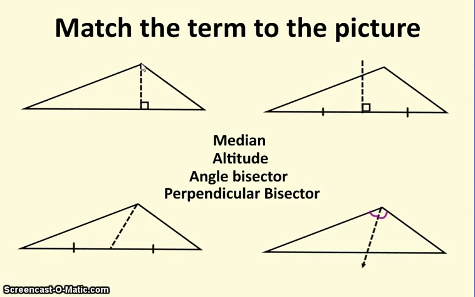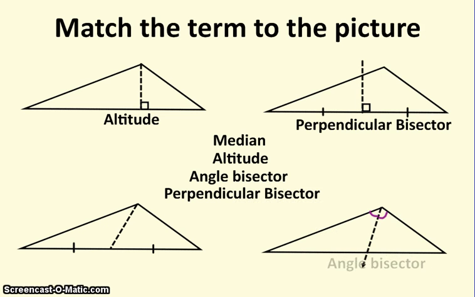Alright, so as we recall, a perpendicular line that does not cut the triangle side in half must be the altitude. Now this is a perpendicular line that also cuts the side of the triangle in half, therefore it is our perpendicular bisector. This one in the bottom right hand corner, you'll notice that it cuts the angle in half, so it's going to be my angle bisector. And this line right here cuts the side of the triangle in half, but not at a right angle, so it is our median.